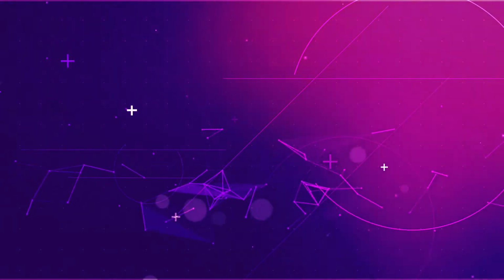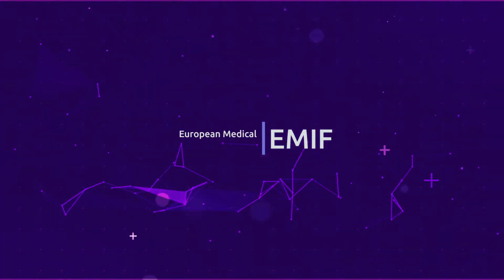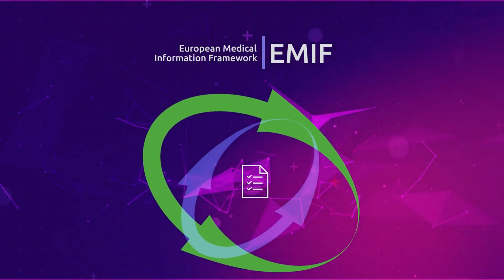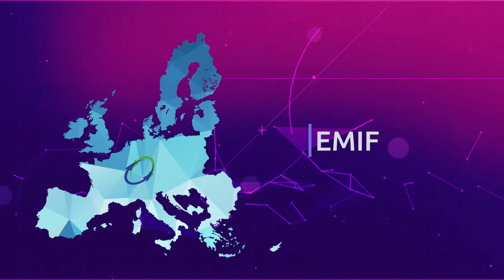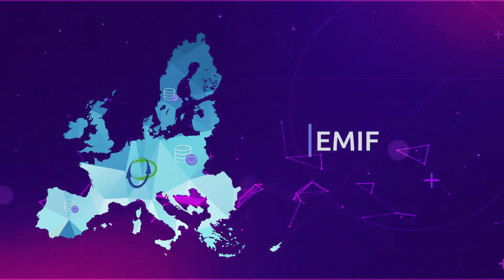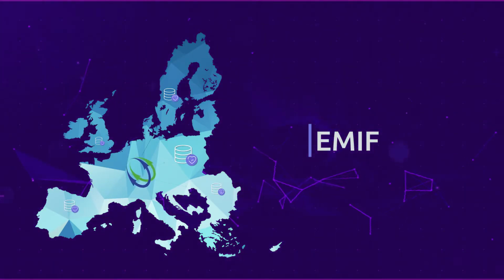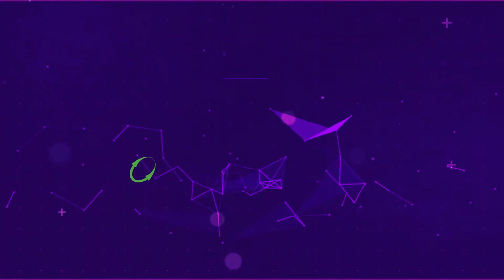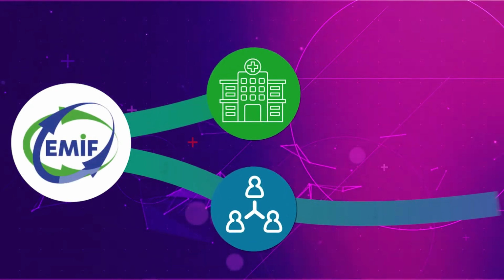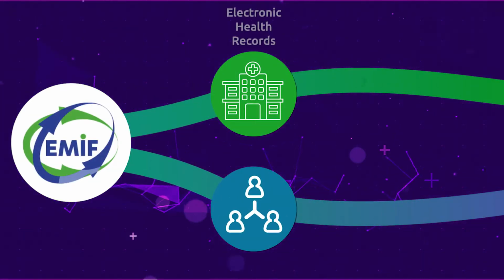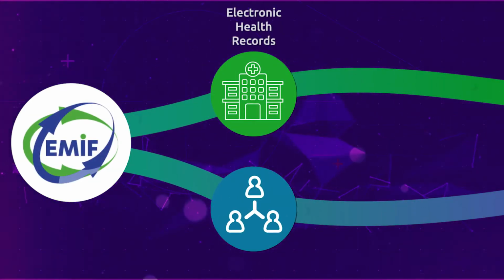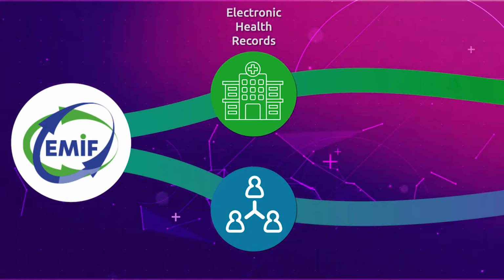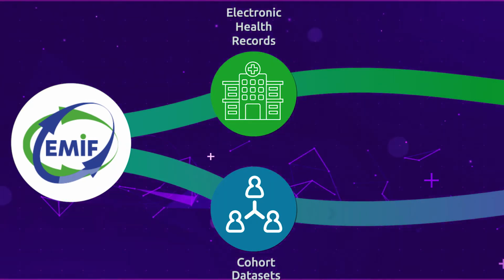The mission of the European Medical Information Framework, known as EMIF, is to improve identification, access and assessment, and reuse of health data within the European Union. With this mission in mind, access to descriptive information about the data available in EMIF was expanded to researchers beyond EMIF. Two tracks in the EMIF architecture support two European data types: electronic health records, which include routine healthcare data from general practices and hospitals, and cohort datasets, which include data for specific research communities.